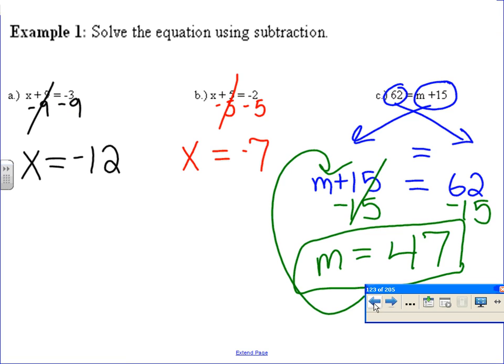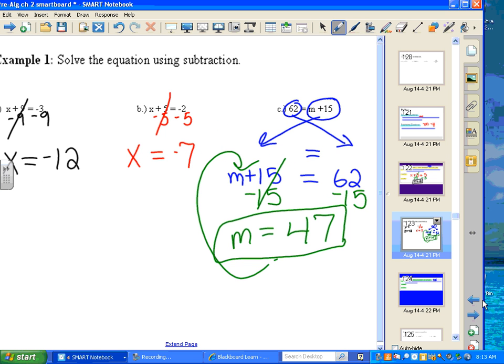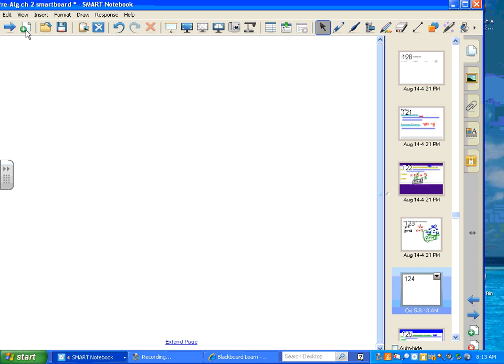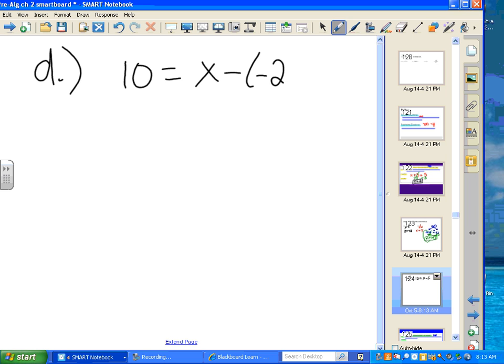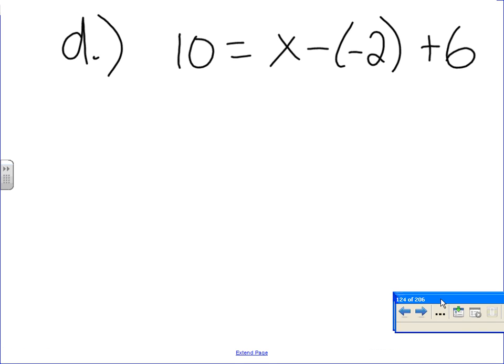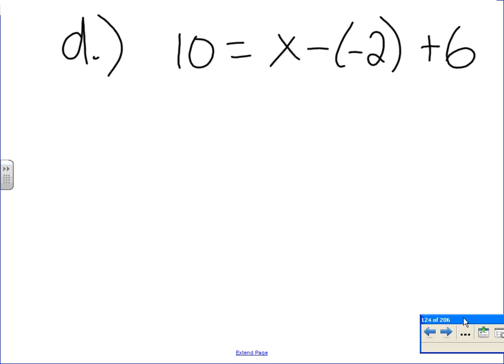Oh, wait, not that. Hold on. Okay, letter D. Add it wherever you have room. Okay, 10 equals x minus negative 2 plus 6. We're getting too bored with those easy ones. We need to try a hard one. Okay, 10 equals x minus negative 2 plus 6. What is the very first thing we need to do?